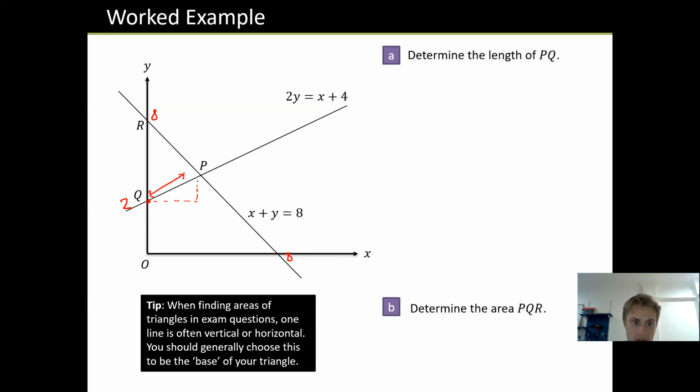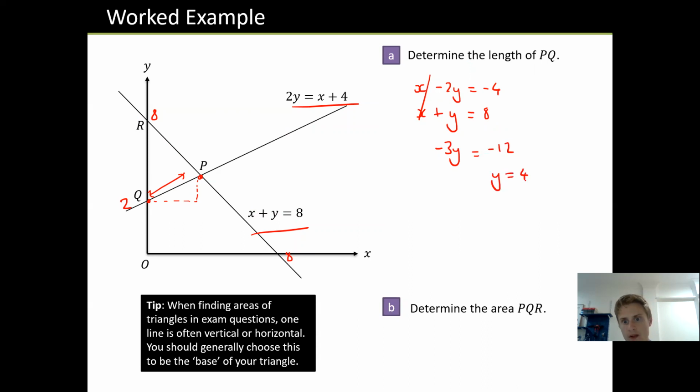So the length PQ, well, really, I need to know what this coordinate is to do that. So what I'm going to do is I'm going to solve them together simultaneously. If I write that as x minus 2y equals minus 4, and then I write the other one underneath with a calculator or otherwise, here I'm going to subtract. So top minus bottom, it's minus 3y, minus 4 minus 8 equals minus 12. Y equals 4. I'm going to put that back in there. X equals 4. So this coordinate is 4, 4.